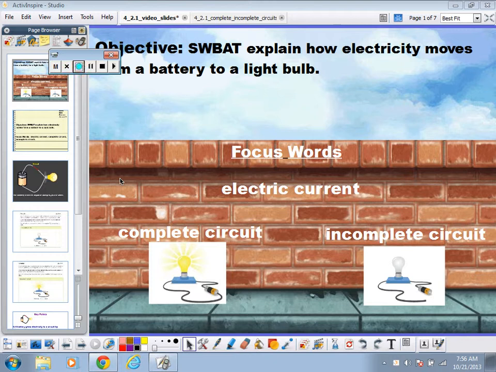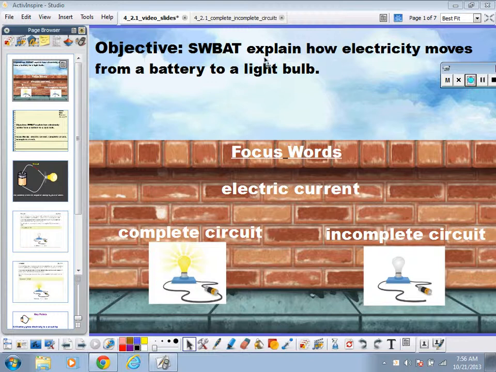Hello, fourth graders. Today our objective is students will be able to explain how electricity moves from a battery to a light bulb. And our focus words today are electric current, complete circuit, and this is what a complete circuit looks like, and incomplete circuit, and here's an incomplete circuit.